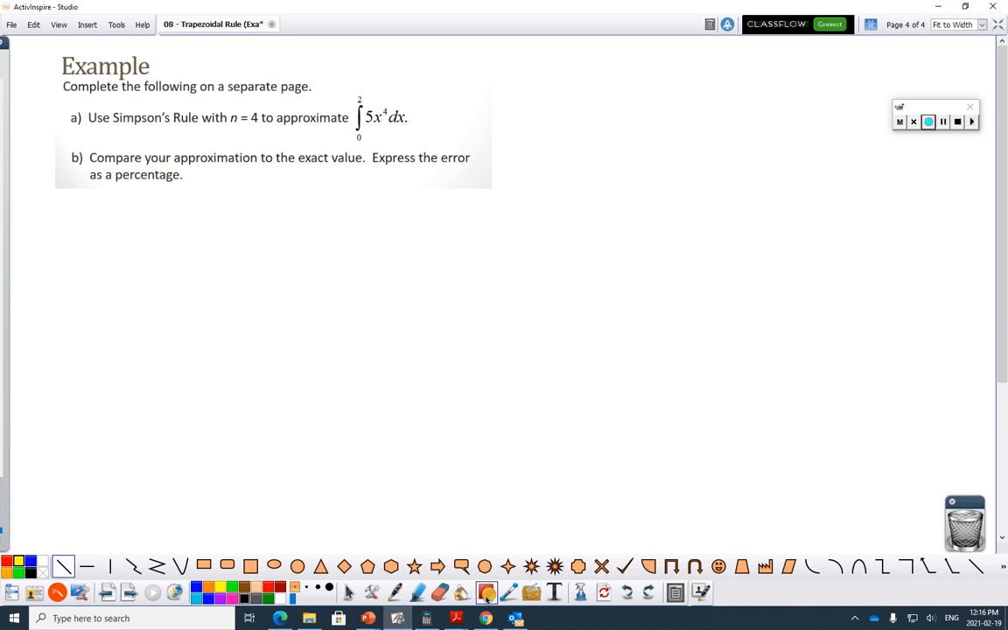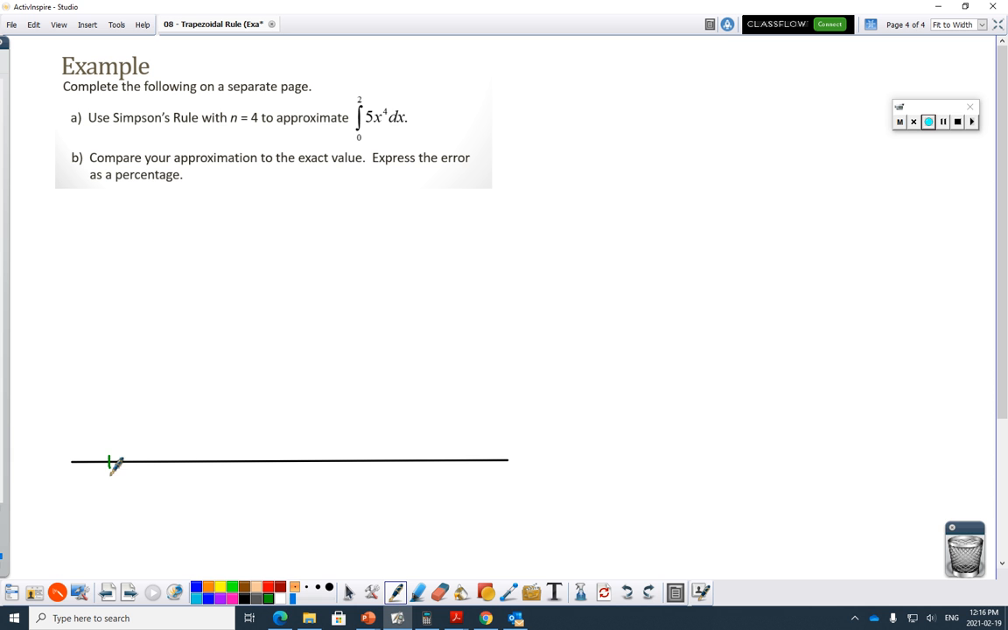Okay, so I draw the same picture every time when I do these. I go across like this. I get my x-axis going. I get the lowest x value over here, 0. Highest x value over here, 2. And I draw a little curve like that. Doesn't matter what you draw. It's just for visualization purposes.